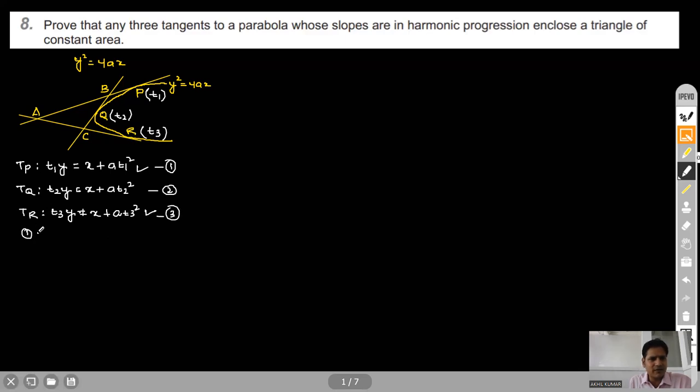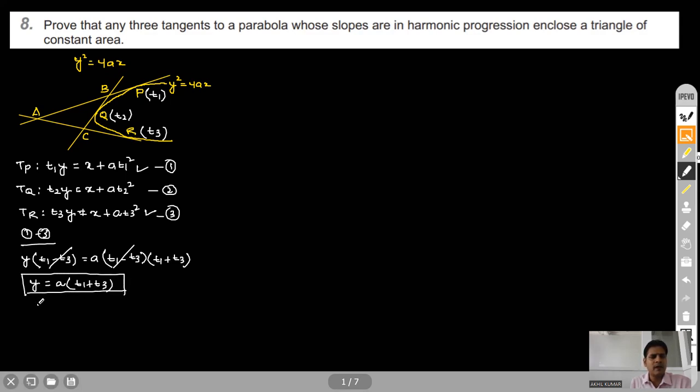So I will do equation 1 minus equation 3. Then what will I have? It will be basically y times (t1 minus t3) is equal to, this x will be cancelled out, and we will have a times (t1 square minus t3 square). So it will be a (t1 minus t3) into (t1 plus t3). I think it is okay to all of you. Now this t1 minus t3 term will get cancelled out, and we will have the y coordinate of A as a into (t1 plus t3). Is it okay? This is the y coordinate of A. Okay. Now, put this value in equation 1.